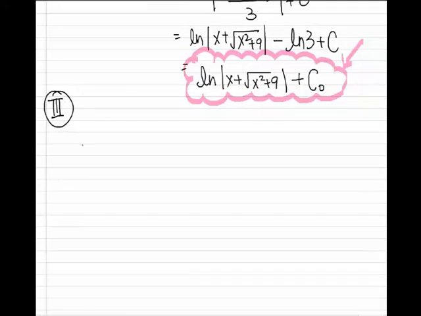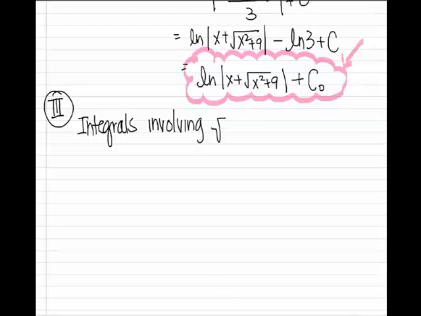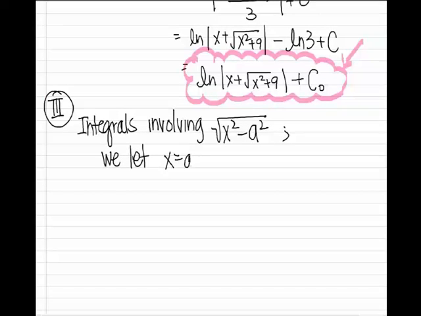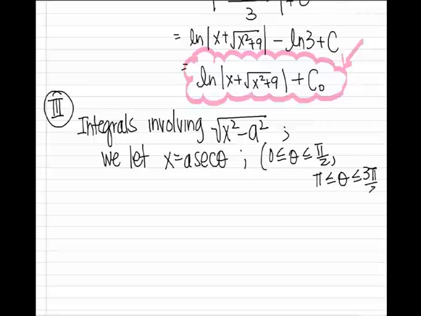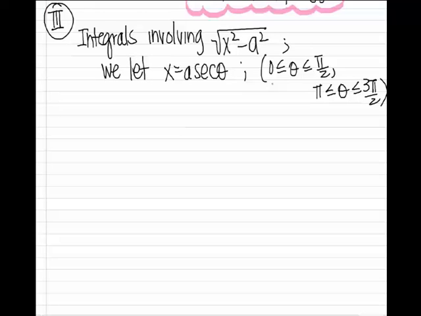Okay, for our third and last type, it's going to be integrals involving the square root of x squared minus a squared. And in this case, we are going to let x equal a secant theta. And our domain here, theta is between 0 and pi over 2, or between pi and 3 pi over 2. So again, you really don't have to work too much to remember these restrictions. That's just the restriction on the domain.